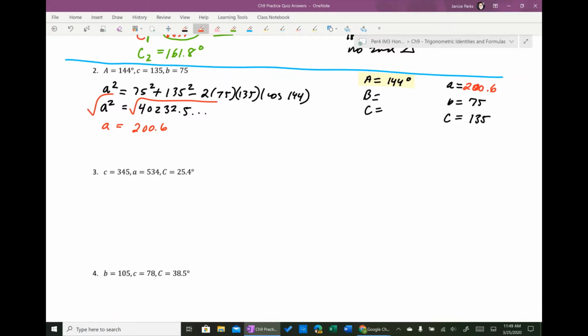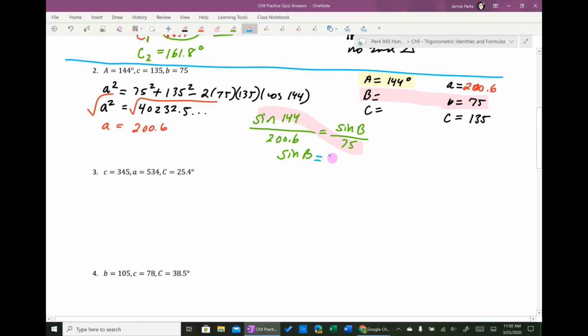Then again, we're going to use law of sines next to finish this. And when you're using law of sines, you have two choices. We can go B or C. We're always going to want to do the smallest one. So we're going to do sine of 144 over 200.6 equals sine of B over 75. If you cross multiply there, you're multiplying these two together and then dividing by 200.6. You end up getting 0.219.